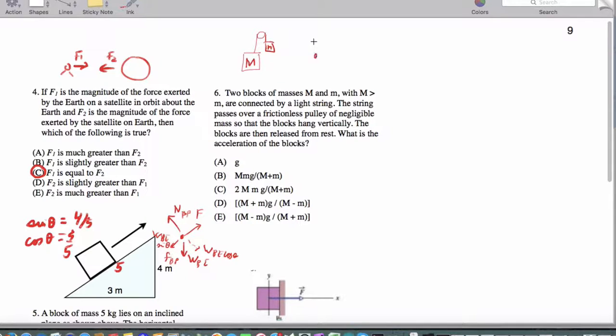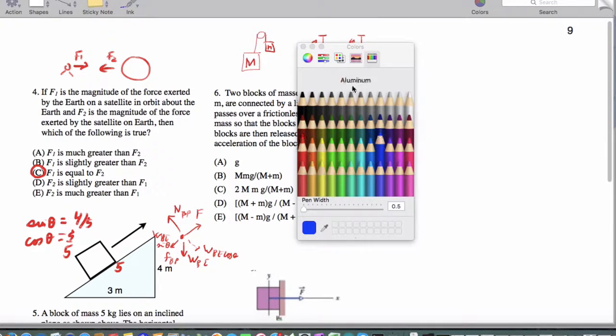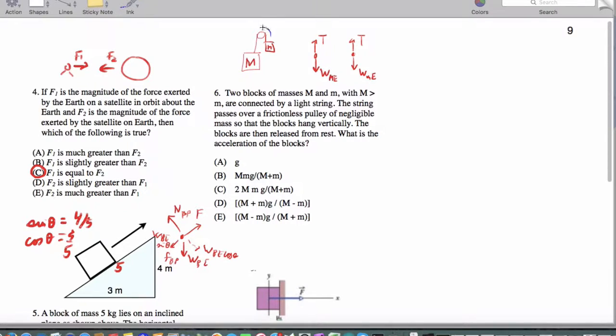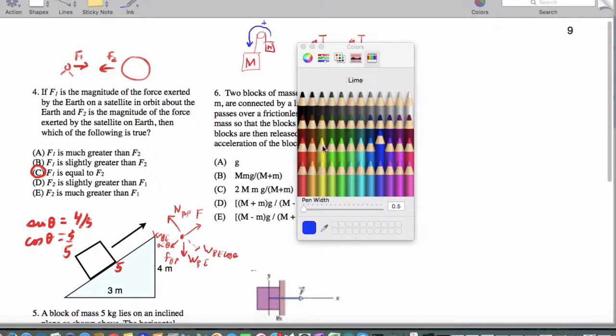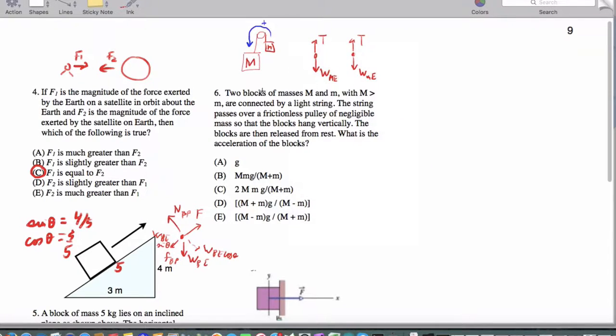So when we draw our free body diagram, we'll have a tension going up. We'll have the weight of big M due to the Earth. And then for little m, we'll have an identical tension going up and weight of little m due to the Earth. And we're going to assume a sign convention that favors the heavier or the more massive object here. And so when we set up our equations, remember any force that goes with this sign convention is positive. Anything that opposes this sign convention is negative.